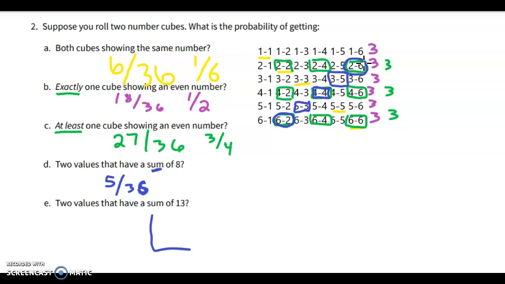so the last one is two values that have a sum of 13. Can you answer this one on your own? Two values that have a sum of 13.